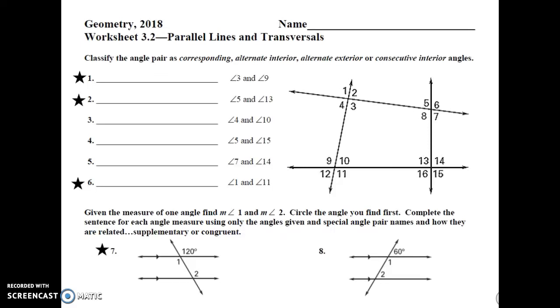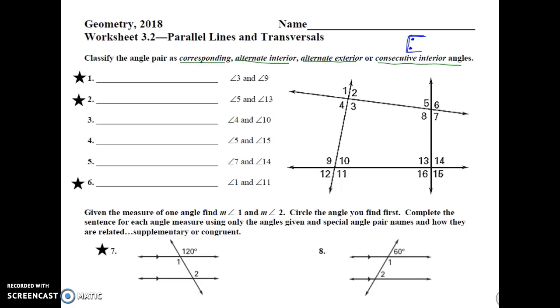All right, we're going to work on worksheet 3.2, Parallel Lines and Transversals. We will be focusing on the corresponding angles, the alternate interior angles, alternate exterior angles, and consecutive interior angles. Remember, for most of these pairs, we have a special letter that we're looking for. In the consecutive interior angles, that's where we're looking for the C or the U.